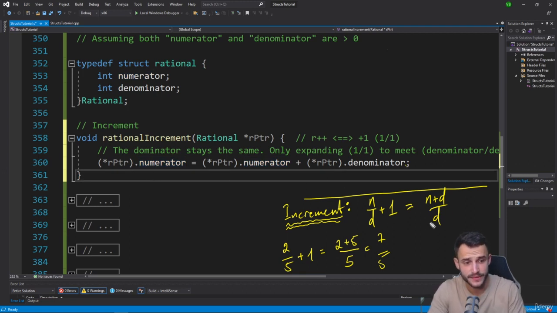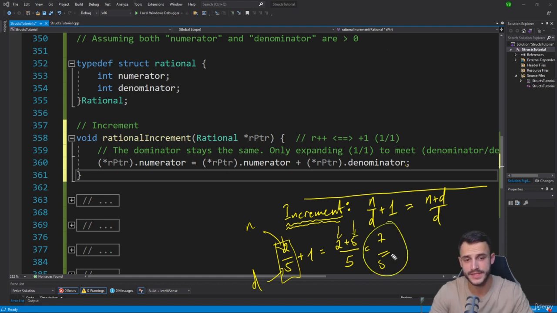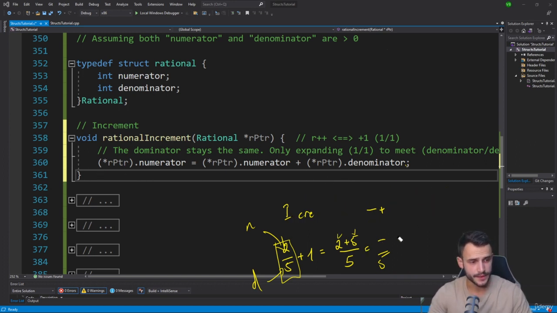So let's take another example. Let's take a look at this example. We have here, first of all, this is our rational object, rational variable. It has the numerator of 2 and the denominator of 5. And then we say that the result is going to be the previous numerator plus the denominator, divided by the denominator. That's what it's going to be. So we can say that this function is over, it's done.